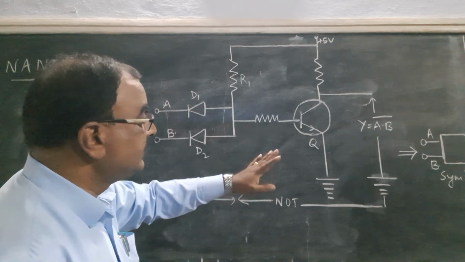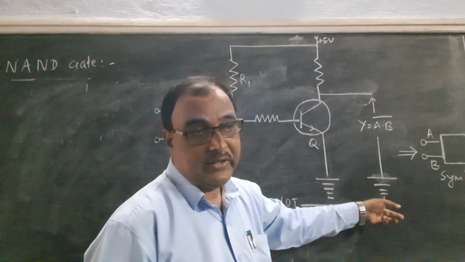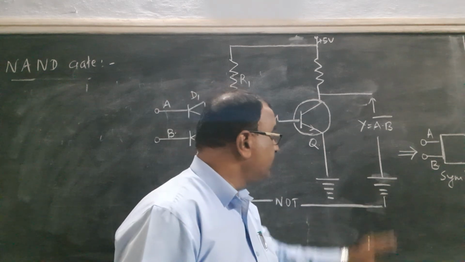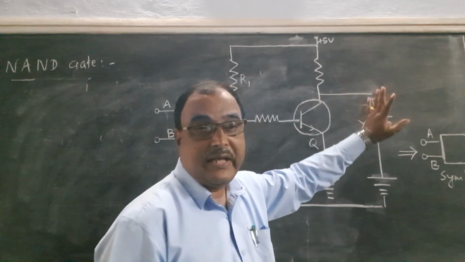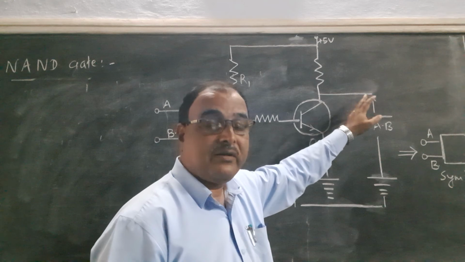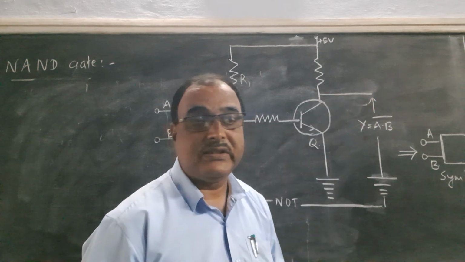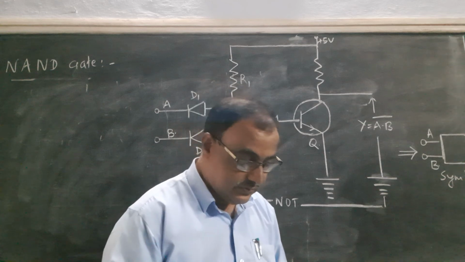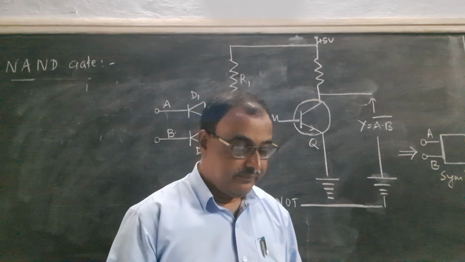In such a case the output is very low, right? Suppose you connect a diode here, an LED, light emitting diode, then in that case you will come to know the exact output of this particular gate, right? So this is how a NAND gate is working, right?